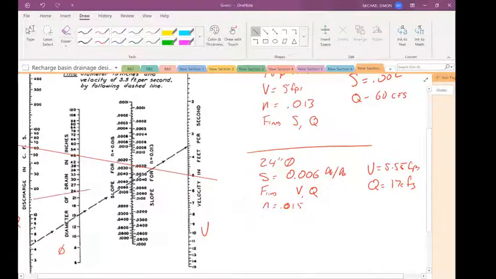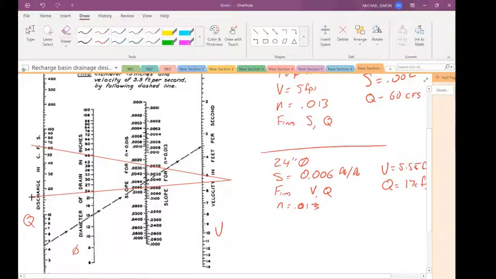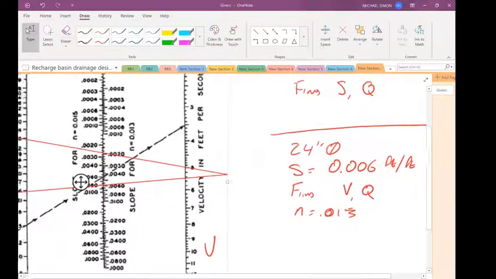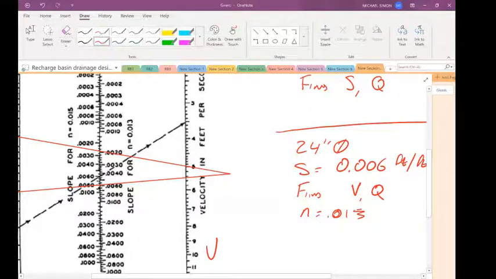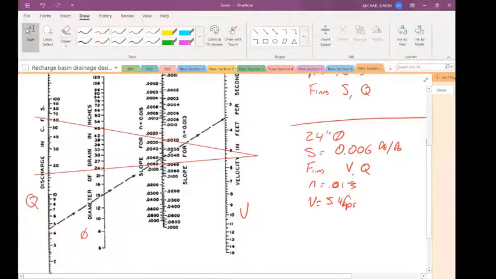Let's see, 24 inches and 0.0006. I'm sorry, n of 0.013. I wish I could just edit out what I just said. 24 inches, 0.006. That looks pretty close. Okay, so in that case, my velocity, 5.2, 5.4. V is 5.4 feet per second. And my Q would be around 16 and a half. Somewhere in there.